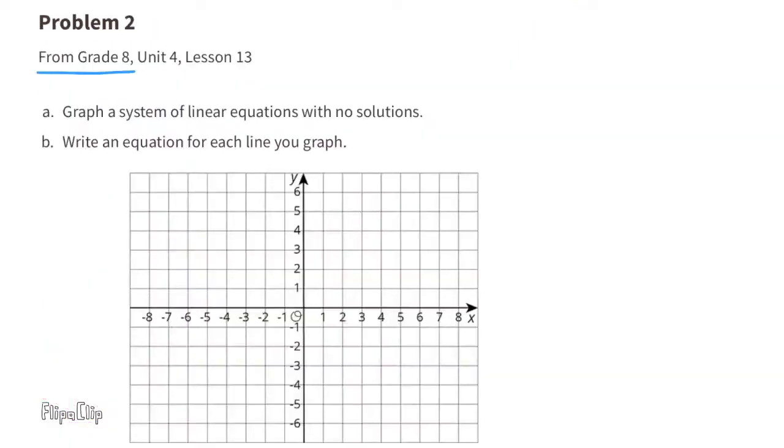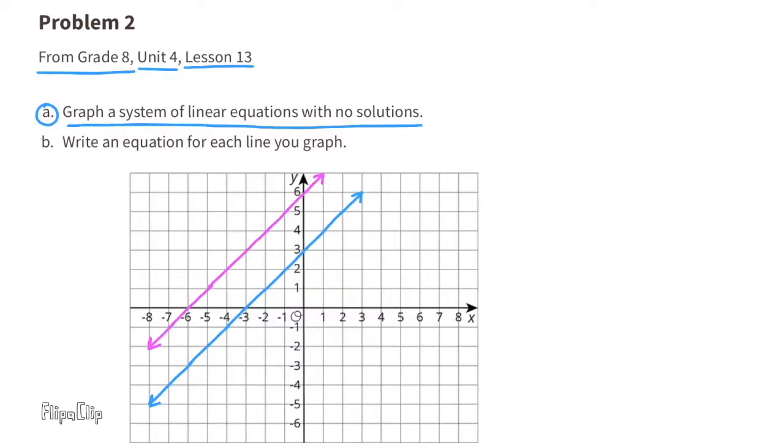Problem number 2 from 8th grade, Unit 4, Lesson 13. A. Graph a system of linear equations with no solutions. This means I need to graph two lines that have the same slope but different y-intercepts. The y-intercept for this line is 3, and the y-intercept for the next line is 6.